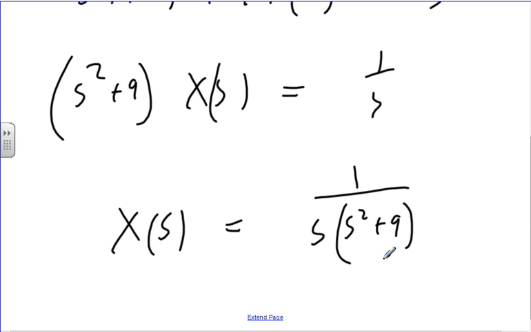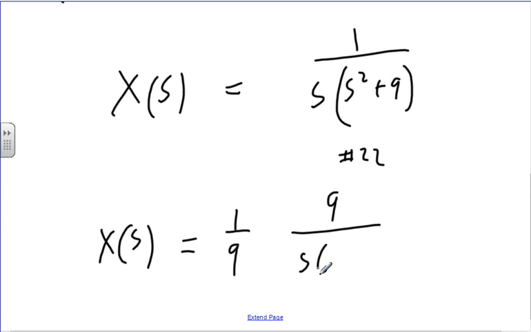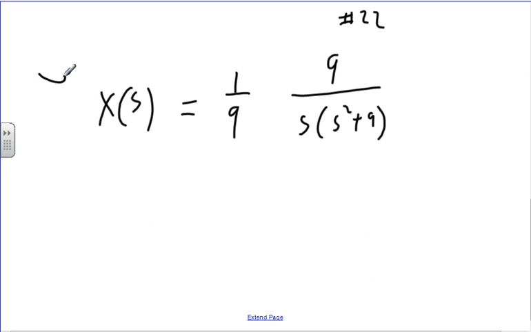You see it? Number 22. 22 is the guy that I had. Now, with number 22, what's required is to have the 9 on top. So I'm gonna rewrite this guy to be 1/9 times 9 over s squared plus 9. And then I'm going to take the inverse Laplace transform of both sides.